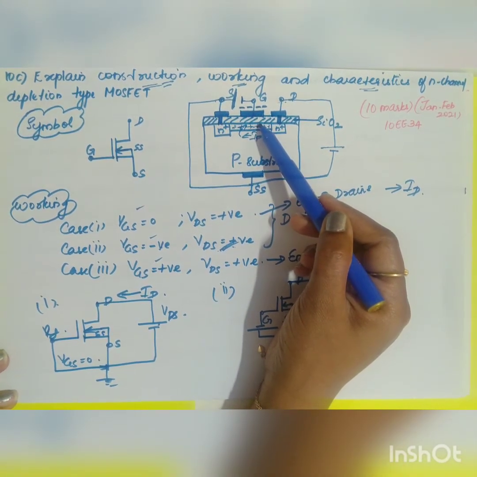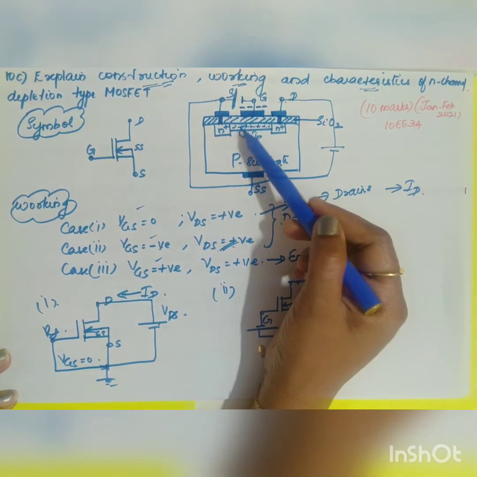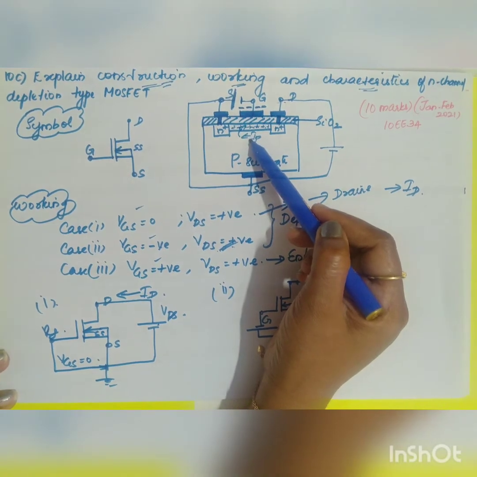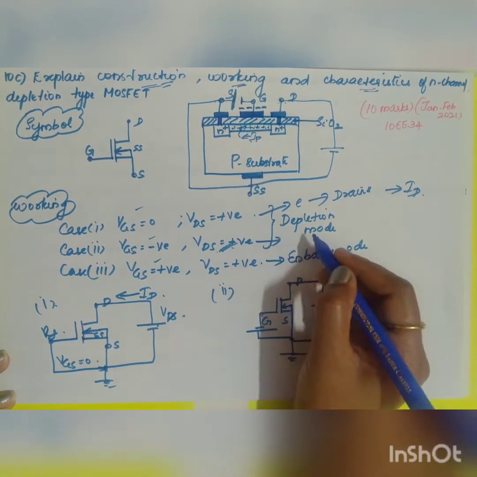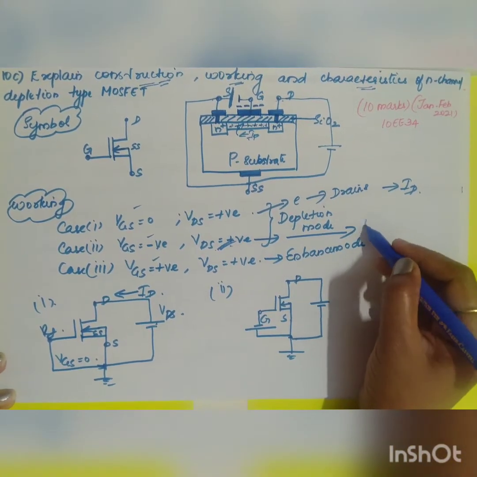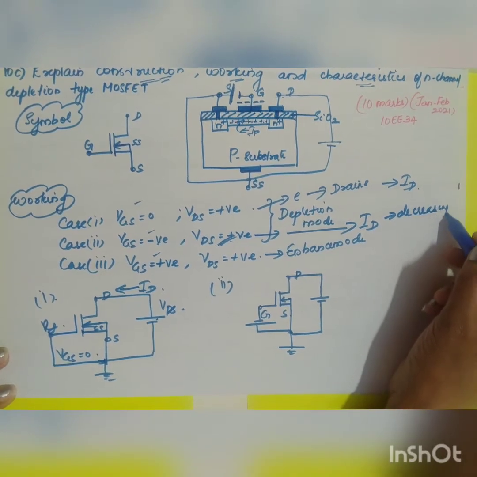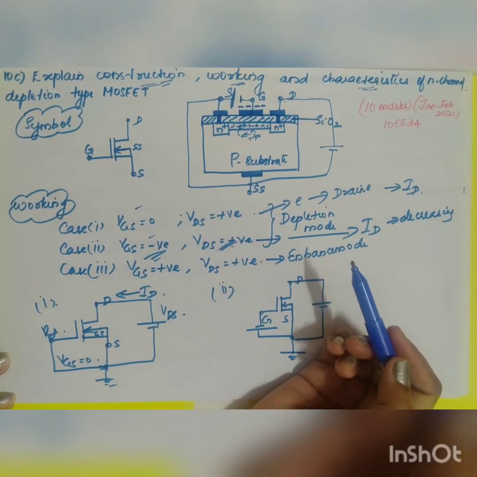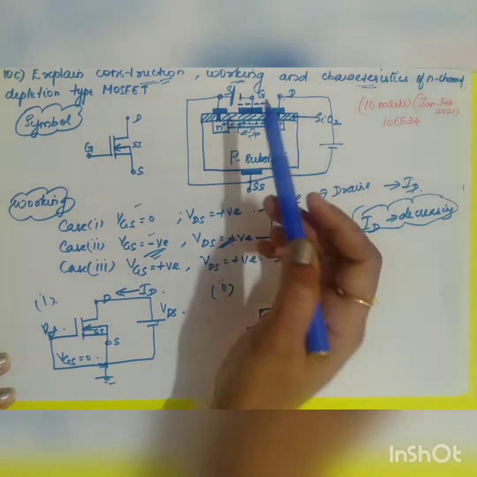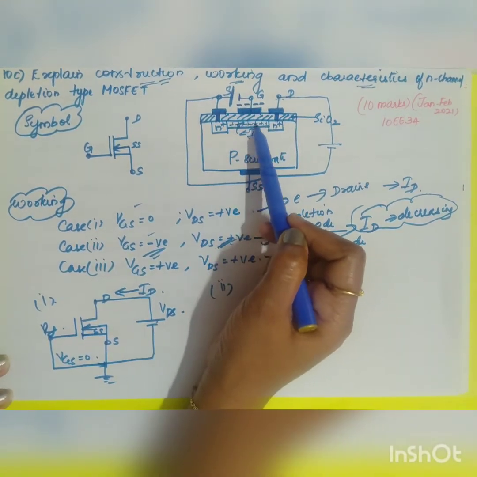When the holes start to accumulate here, the number of electrons will be reduced, right? This is an n channel. So when the number of electrons is reduced, what will happen? The drain current decreases. So this is very, very important. When VGS is negative, the drain current starts decreasing. That is the specialty of VGS being negative. ID starts decreasing. As you increase your negative potential, equal and opposite positive holes will be accumulated.